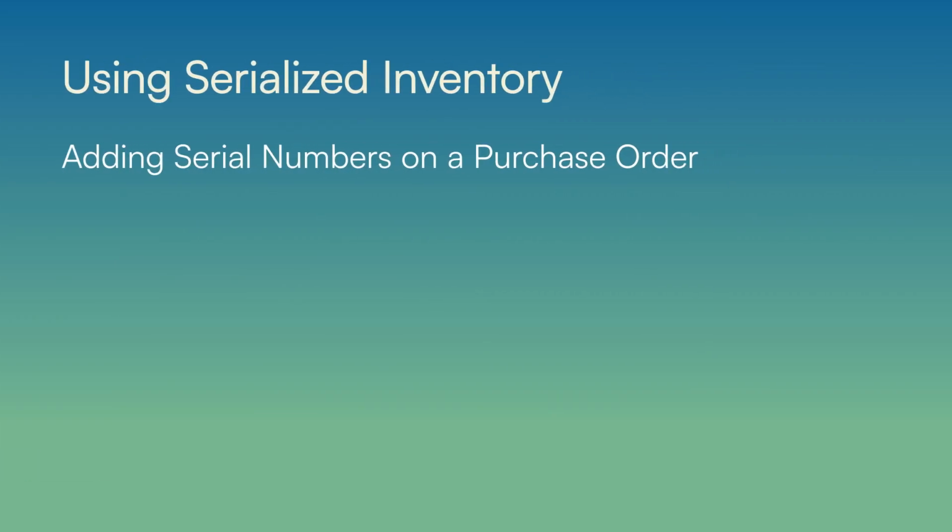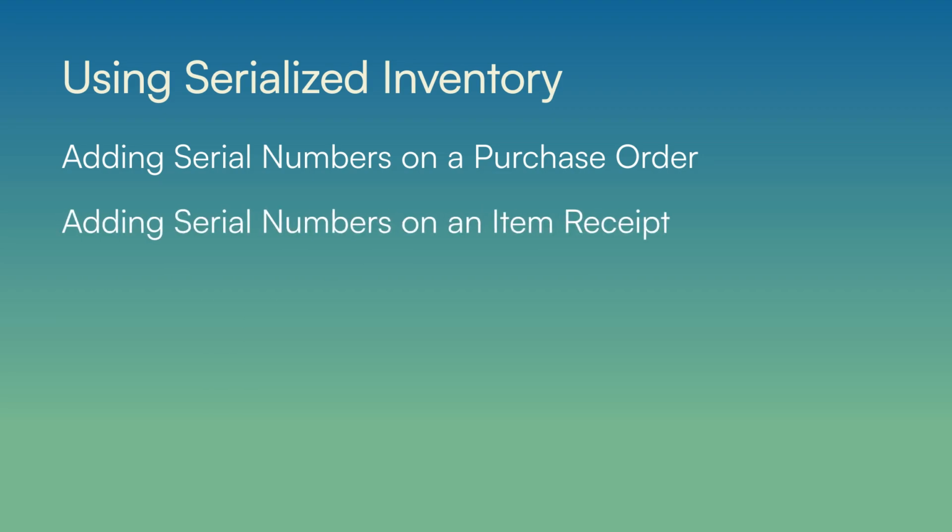While you can add serial numbers to items on a purchase order, NetSuite users will more commonly add the serial numbers after they receive the shipment from their vendor. This is especially the case when the items you receive already have assigned serial numbers. In that case, you would add serial numbers to the item receipt record.